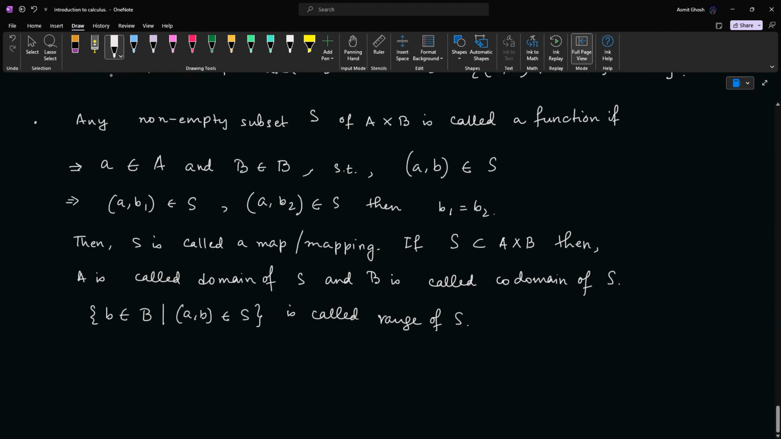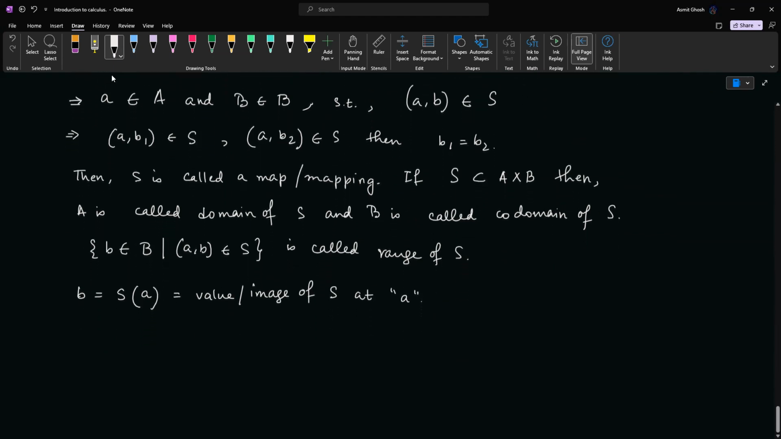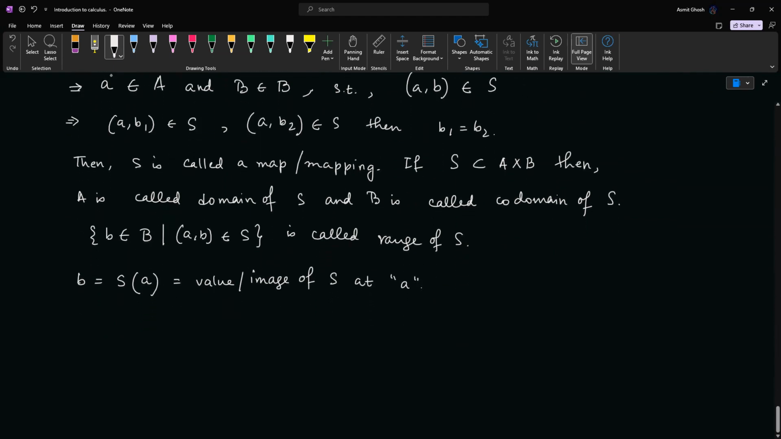It is customary to denote b like this. Okay. So this actually means the value or image of S at a. Okay.